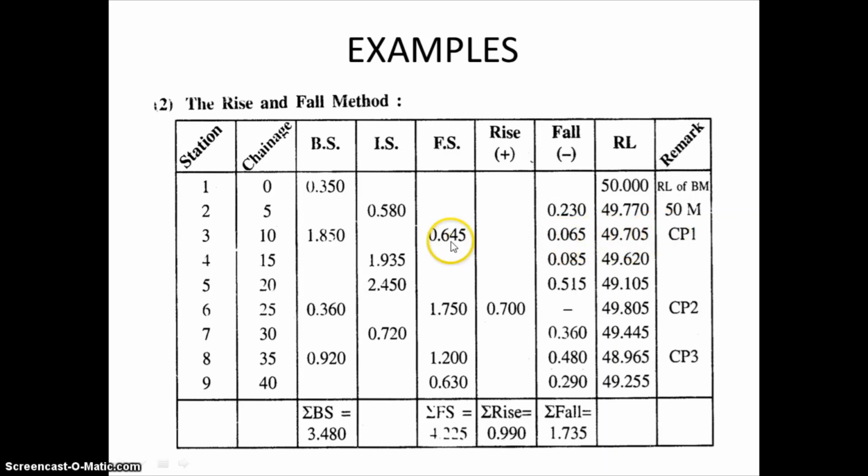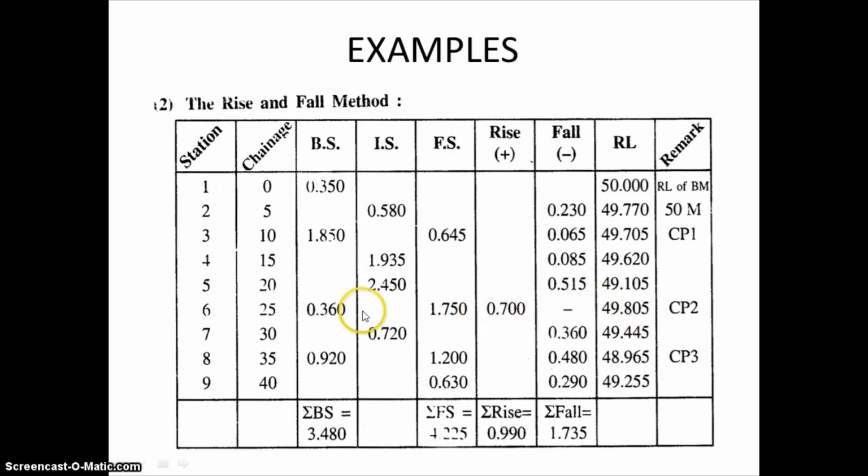Now again here a change point is there, so you have to start again from this point. Station number 3 and station number 4, take the difference of these two values. You are getting a negative one again, that is the fall, so enter it here. Then take the station number 4 and 5 difference. Again you will get a negative value, enter it in the fall column. Then take the station number 5 and 6 level difference. Here you are getting a positive value, so you have to enter it in the rise column. That indicates that here there is a hill area.